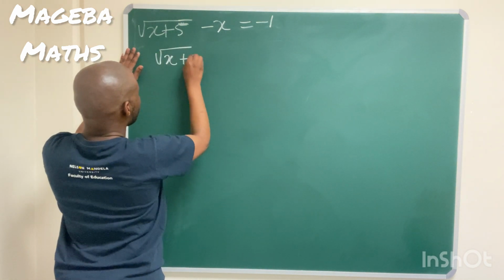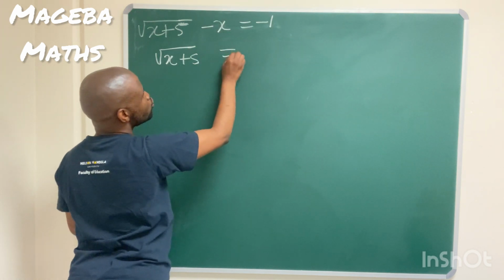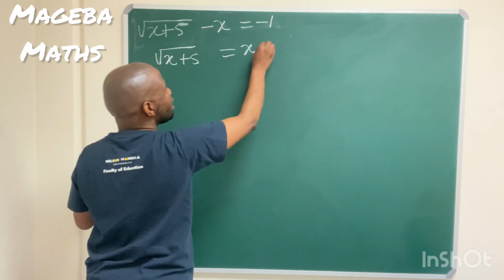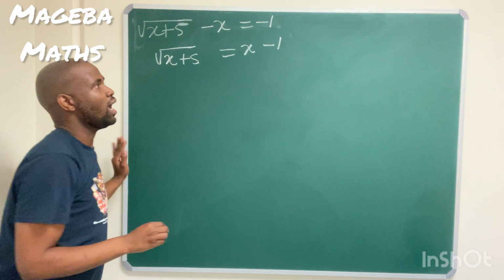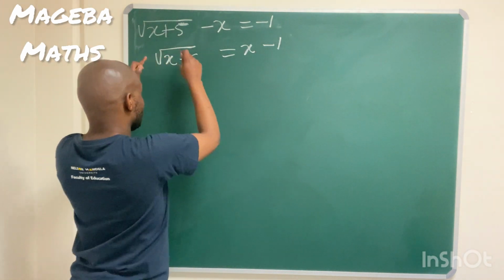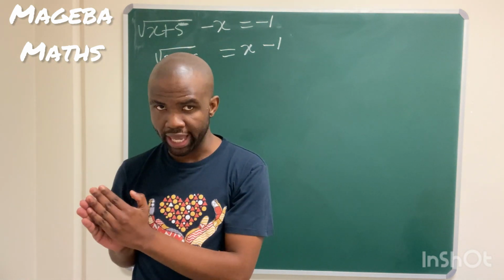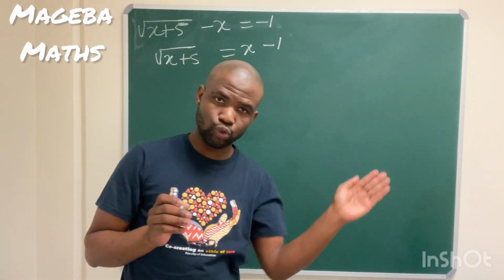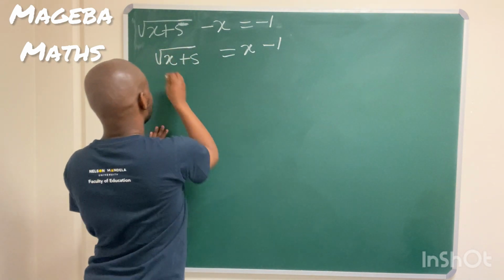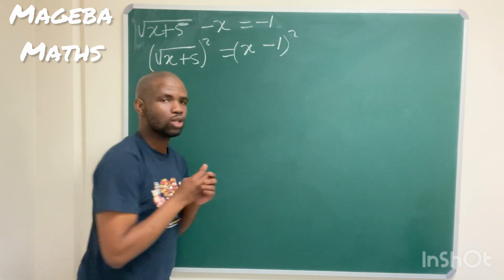x plus 5, and then we take this x to the other side. So it's going to be x, change the sign, it's going to be positive now, and then minus 1. And then the second step that you must do: we must get rid of this root. How do we get rid of this root? We square both sides. What you do on the left hand side, you must do on the right hand side. So we square both sides.